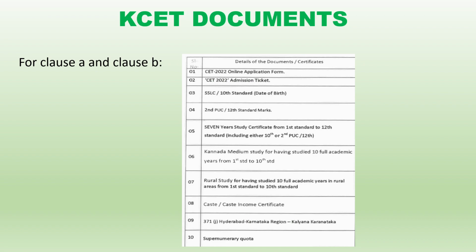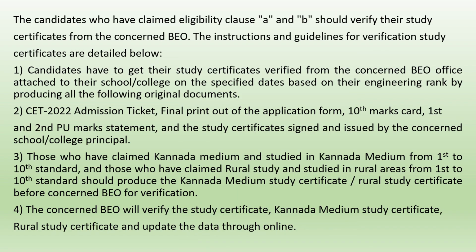Next, if you have studied in Kannada medium, you have to have the 10 years full certificates. Then the rural study certificate, same, 10 years full. Caste or income certificate, if you are claiming that caste. And for the Hyderabad Karnataka region, you have to have certificates, and for the supernumerary quota also.